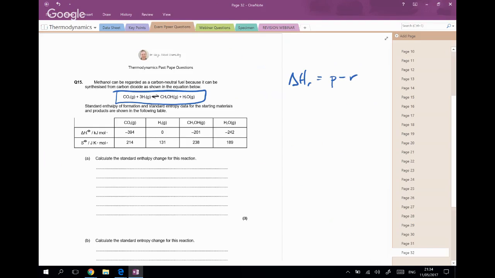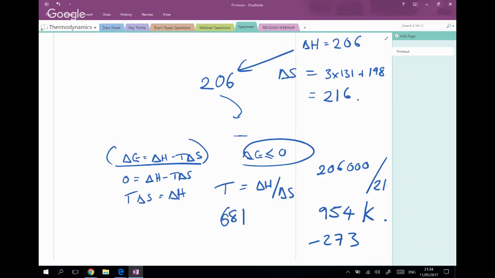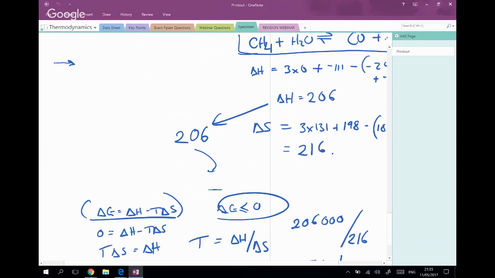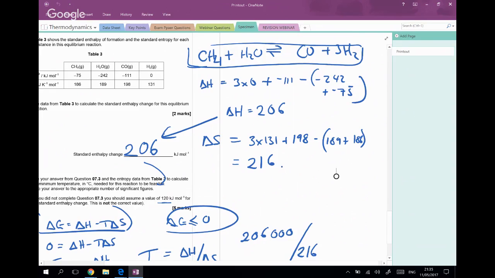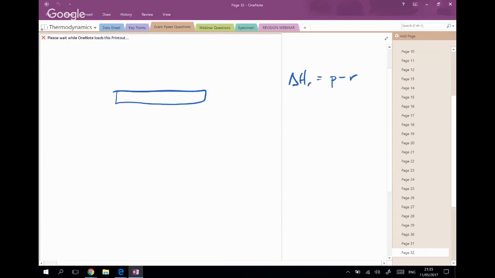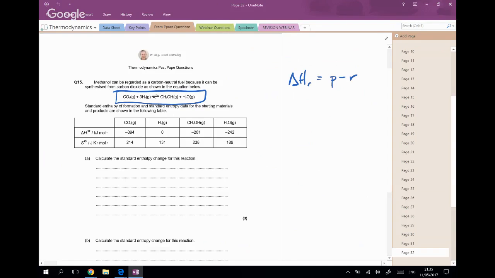So I'm not going to go through this question either because it's exactly the same as the specimen paper that we just did, apart from it's methane plus water going to carbon monoxide plus hydrogen. This question is carbon monoxide plus hydrogen going to make methanol and water. Oh, wait, we could do this one. Let's do this one. So it's slightly different because we're now making methanol from carbon monoxide and hydrogen. So it's carbon dioxide, apologies. Let's go through the steps for this one.